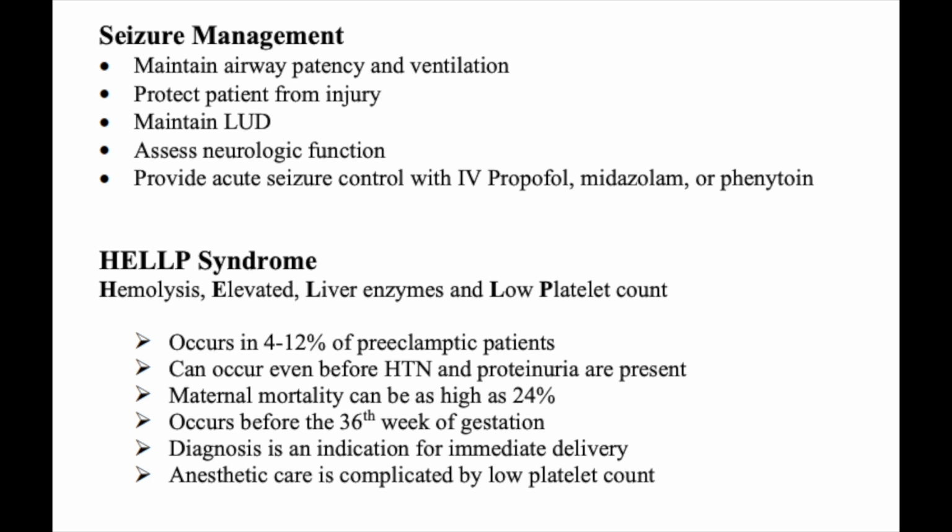level of mag sulfate. Another potential occurrence in the preeclamptic patient is something called HELLP syndrome. And HELLP stands for hemolysis, elevated liver enzymes, and low platelet count. So that's where the HELLP comes in. It occurs in somewhere between 4 and 12% of preeclamptic patients, and it can actually occur either before the hypertension and proteinuria show up or even without hypertension and proteinuria present.